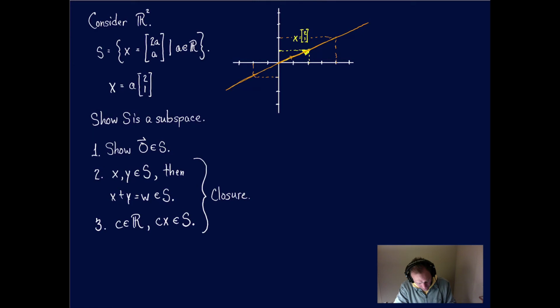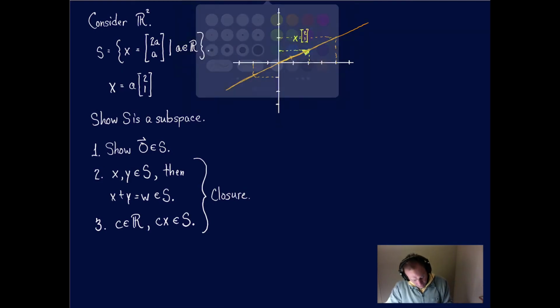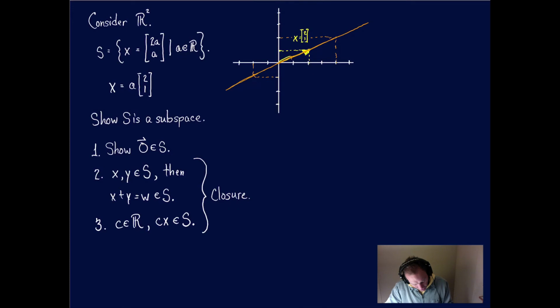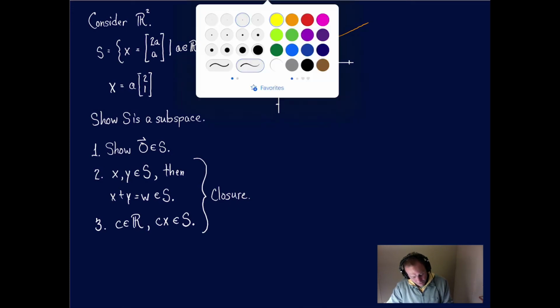And it continues. And so the set S, our subspace, is this line. This orange line is our subspace, and it's really just all possible multipliers of the yellow vector 2, 1. Now let's put this together.